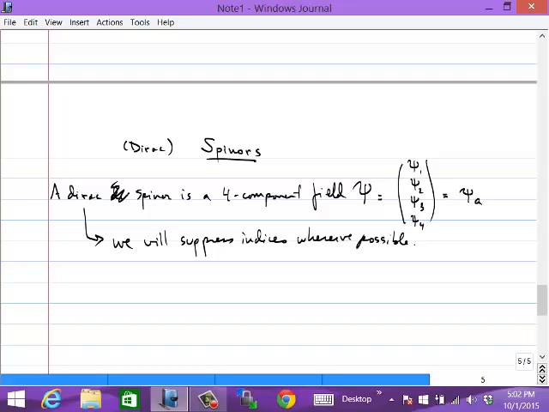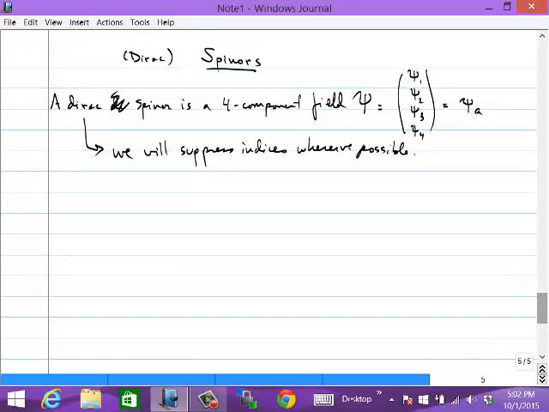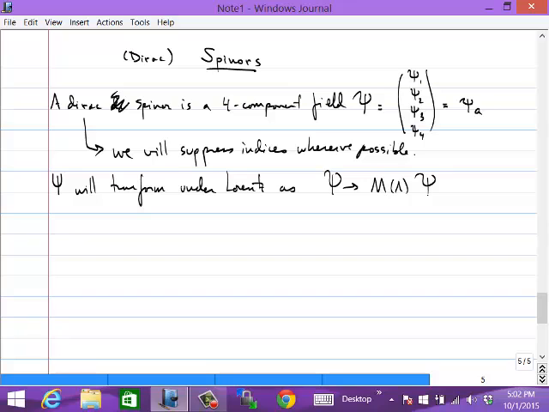So this field psi will transform under a Lorentz transformation as psi goes to M of lambda times psi, where M is some 4x4 matrix. The goal is to write down a set of M's. The strategy that we'll use is to first write down the infinitesimal generators, then exponentiate them to find the finite Lorentz transformation.